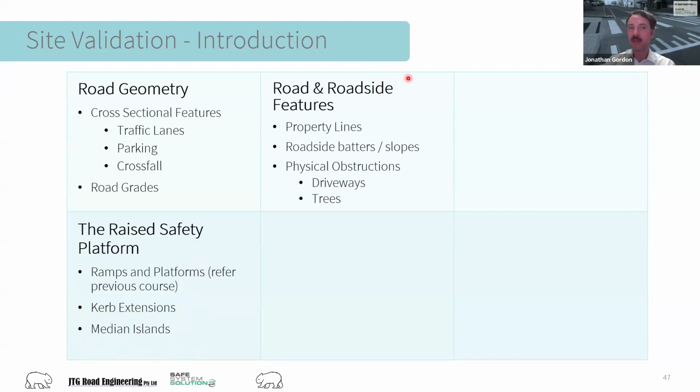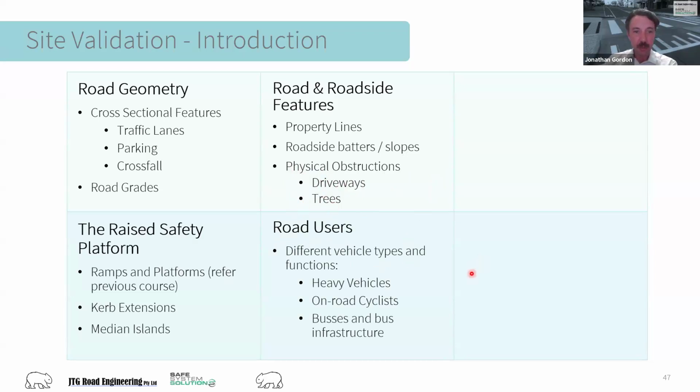Then we've got our road and roadside features. So as I keep on saying, or I said early on at least, we're not limited to the road surface itself and a piece of asphalt or concrete lifting up a certain number of millimetres. We have things to consider either side of the road. And that's our property lines and what they mean for our project, and our roadside batters and the slopes of our roadside, and also some physical obstructions that we might not have thought were there, or we might not have considered until we're into our design phase, and that's things like driveways and trees, etc.